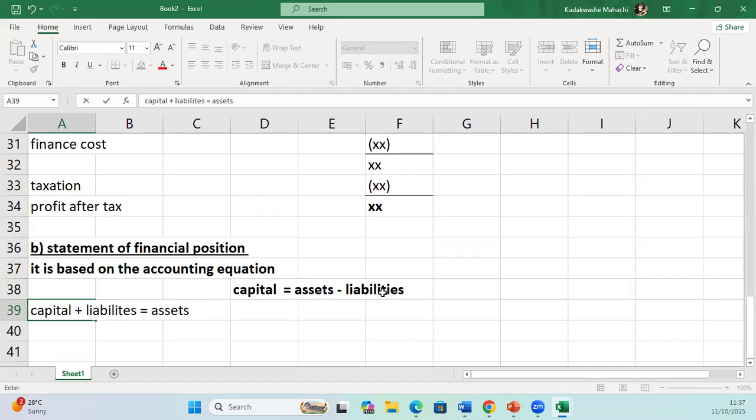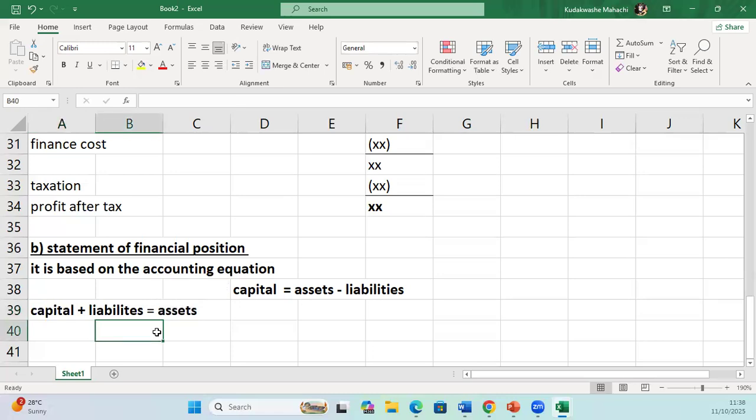If we are preparing the statement of financial position, we just want to prove that if we take the capital and add it to the liabilities, we'll get assets. So we take the capital and add liabilities, capital plus liabilities, and you get the assets.